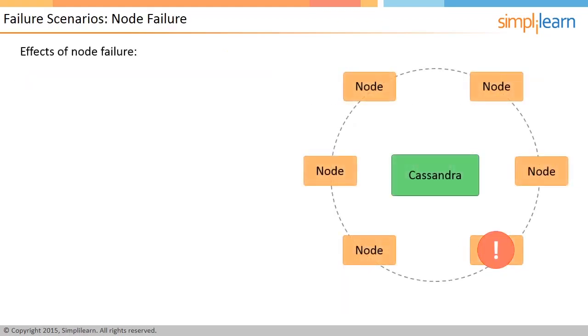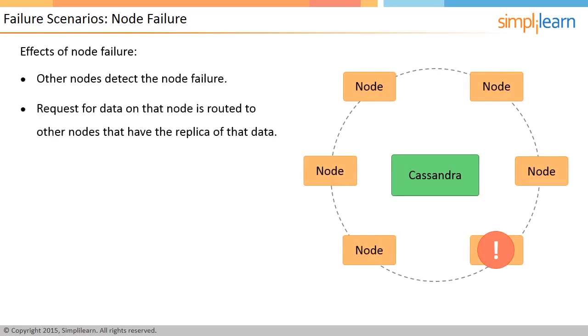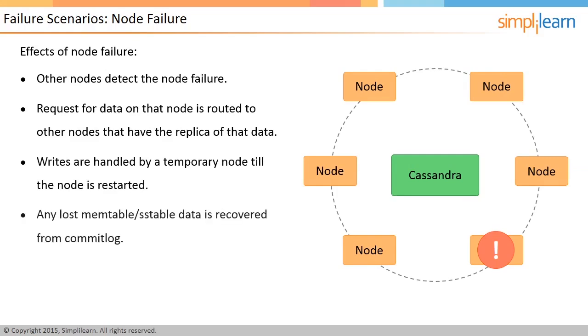Cassandra is highly fault-tolerant. If a node fails, other nodes detect the node failure. Requests for data on that node are routed to other nodes that have the replica of that data. Writes are handled by a temporary node till the node is restarted. Any memtable or SSTable data that is lost is recovered from the commit log. A node can be permanently removed using the Nodetool utility.